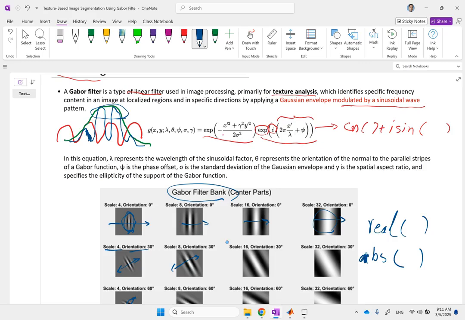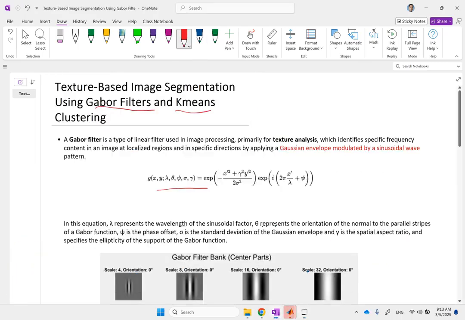So we have to only look at the real part or the absolute part to see a number that is not a complex number. Now you see I have lots of parameters here that are under my control. I have lambda, theta, psi, sigma, and gamma. So what do they do? Clearly, lambda here is in the denominator of your sine function, so it controls the wavelength, or in these pictures, the scale that you're controlling. Theta, that's the orientation of your function. And you might say, well, there is no theta in this formula, right? Where is theta?